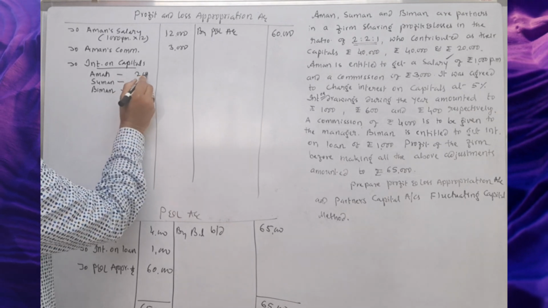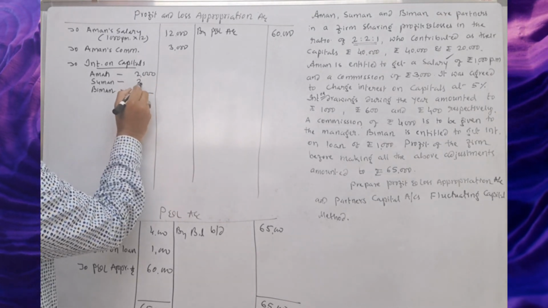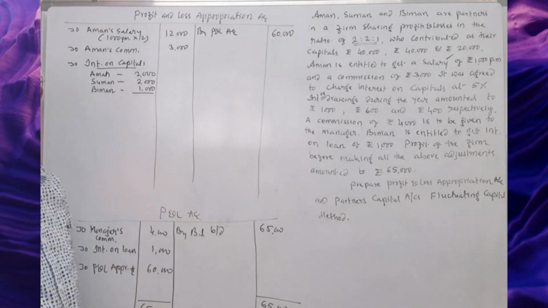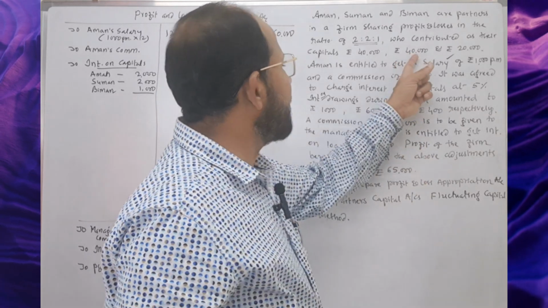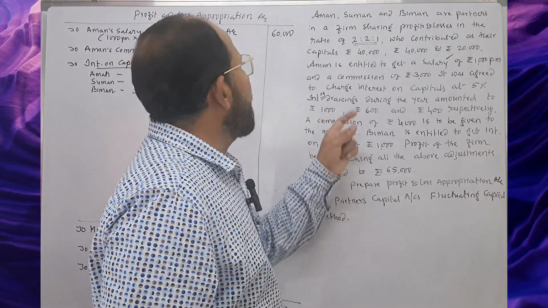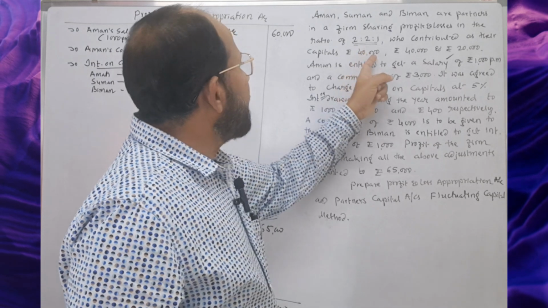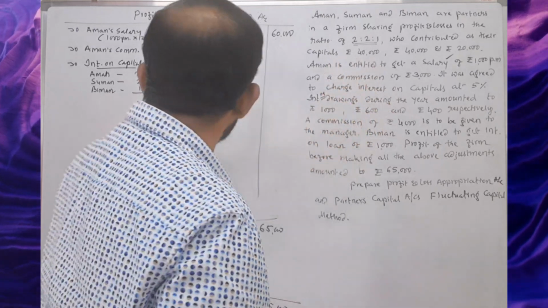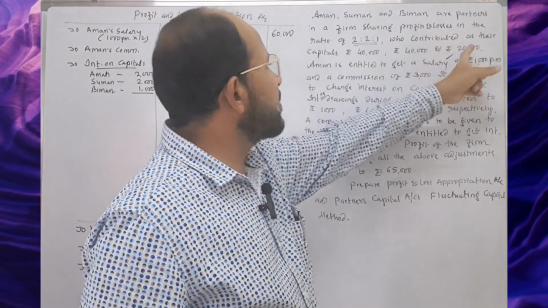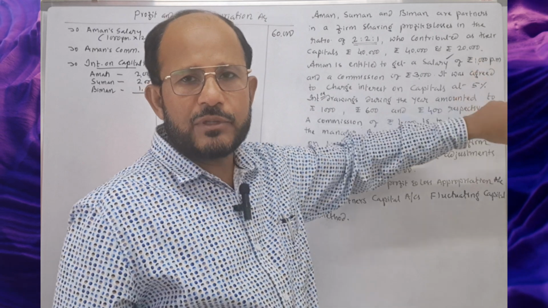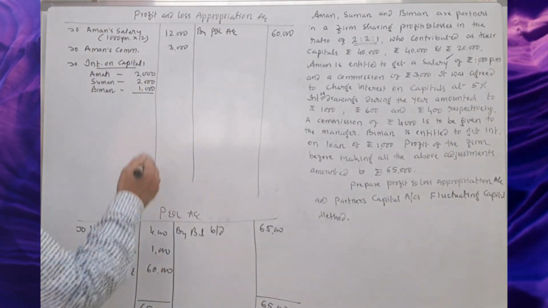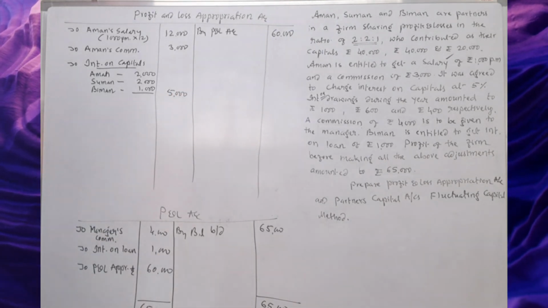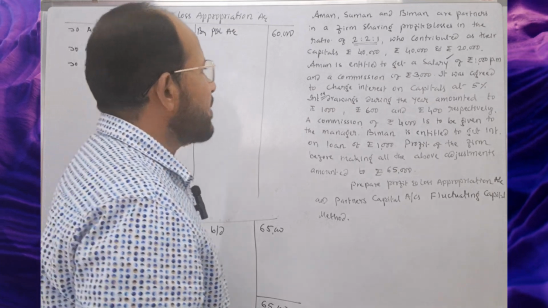Therefore 2,000 is given as interest on capital to Aman, and again rupees 2,000 is given to Suman, and 1,000 is given to Biman, because in case of Suman again the same amount of rupees 40,000 is there. Here Aman's capital and Suman's capital are same. That is why 5% of 40,000 comes to rupees 2,000, 2,000. And in case of Biman, he has invested rupees 20,000. 5% of 20,000 comes to rupees 1,000. Therefore, total interest of rupees 5,000 is debited to profit and loss appropriation account. What else you see?